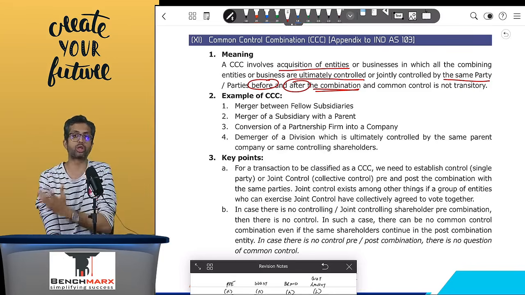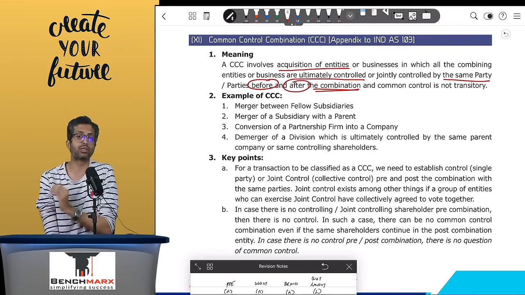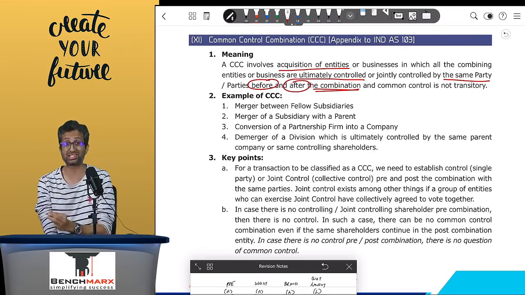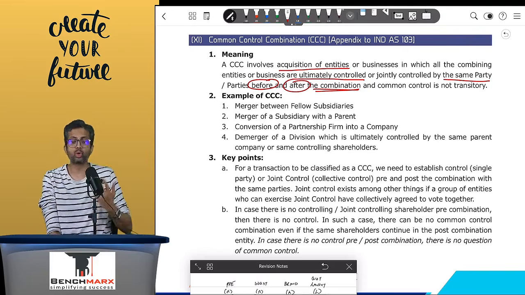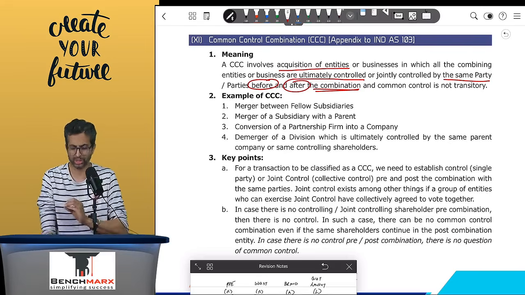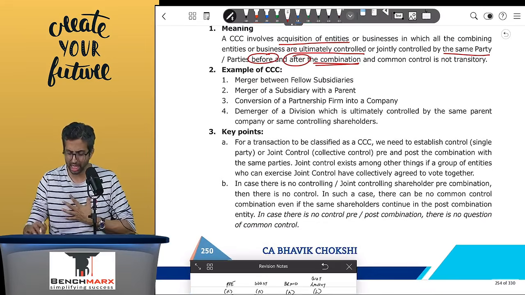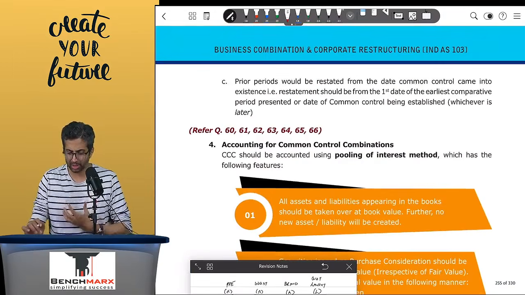B is also under no one's control or no one's joint control. So for there to be a common control combination, there has to be control in the first place. If there's no control, there's no question of a common control. So over here, that is one of the points that you need to remember.